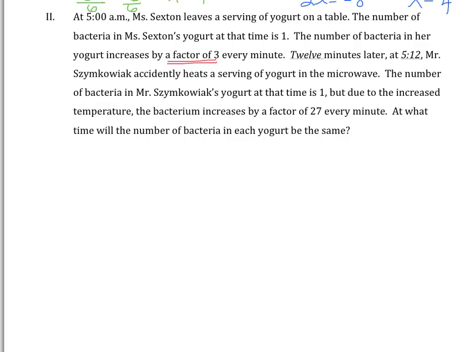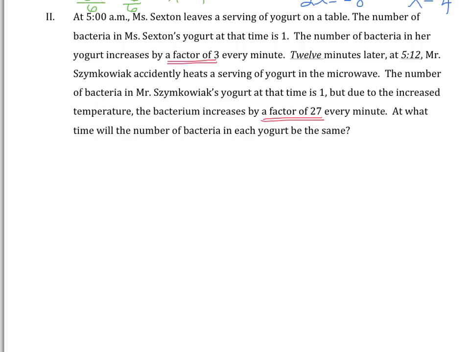Mr. Simkoviak accidentally heats a serving of yogurt in the microwave. Talk about gross. The number of bacteria in Mr. Simkoviak's yogurt at that time is 1, but due to the increased temperature, the bacterium increases by a factor of 27 every minute. At what time will the number of bacteria in each yogurt be the same?